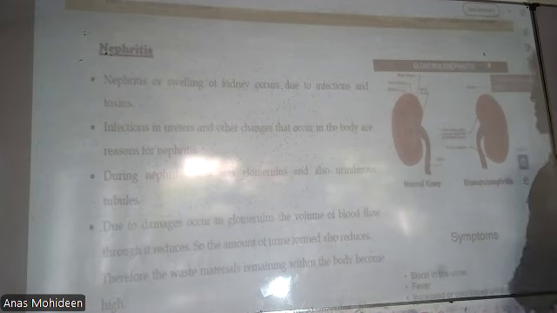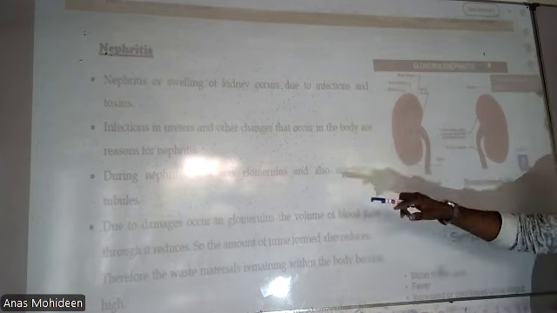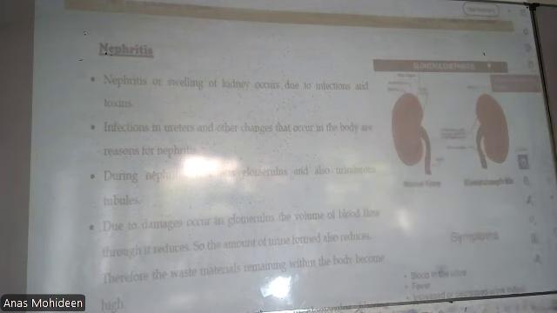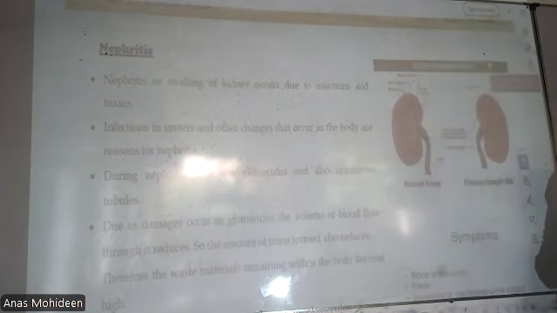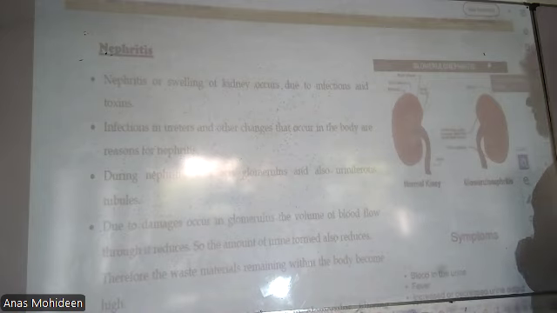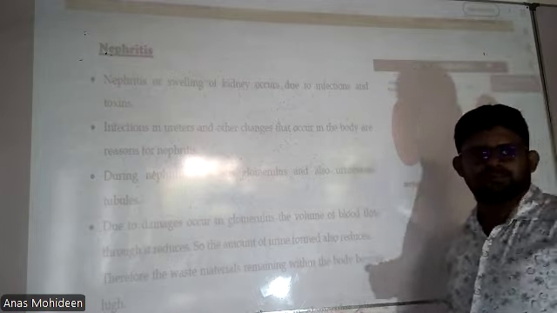During nephritis, it affects the glomerulus and also the uniferous tubules. The glomerulus inside the Bowman capsule would also be affected, and the uniferous tubules would also be affected. So the flow will not be continuous; it will face a block. Due to damage occurring in the glomerulus, the volume of blood flow through it reduces. So the amount of urine formed also reduces. Therefore, the waste materials remaining within the body become high.